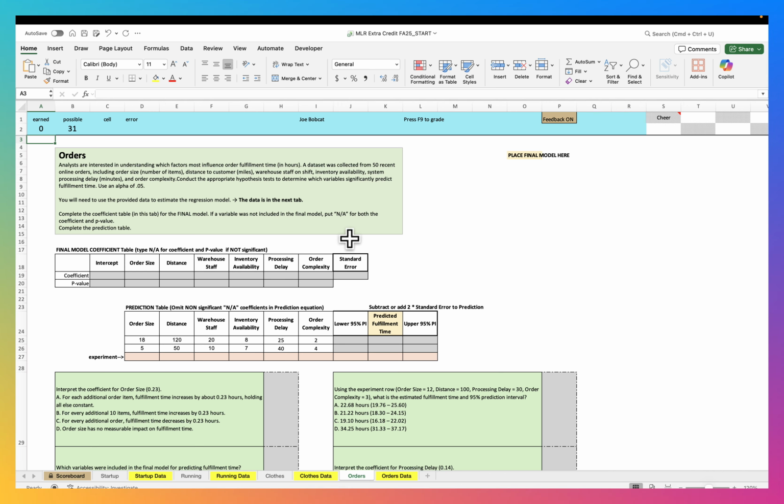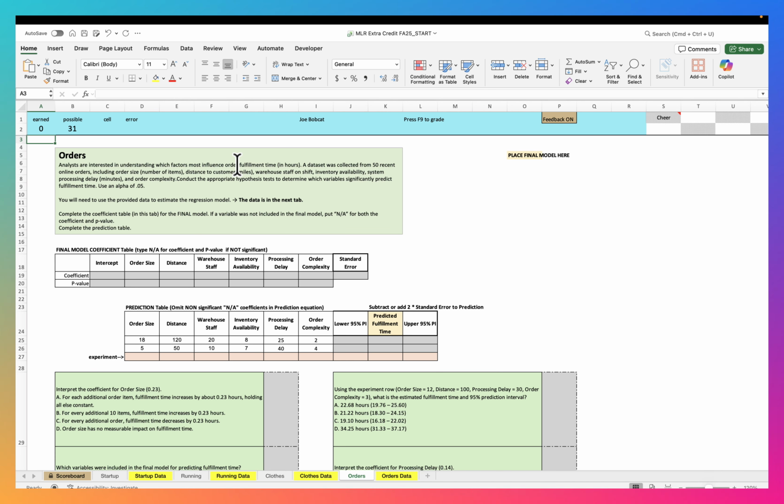This one's on orders. Analysts are interested in understanding which factors most influence order fulfillment time in hours. Data set was collected from 50 recent online orders, including order size, number of items, distance to customer, warehouse staff on shift, inventory availability, system processing delay, and order complexity. So kind of an interesting problem. Lots of potential values. And this is what influences order fulfillment time in hours, right?